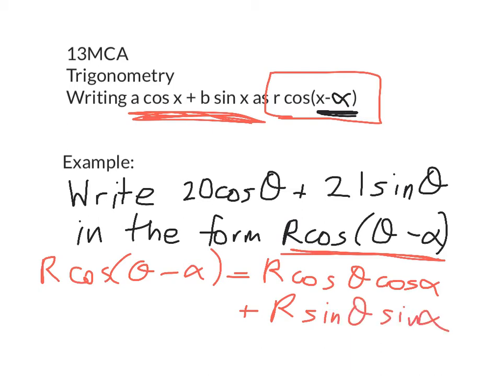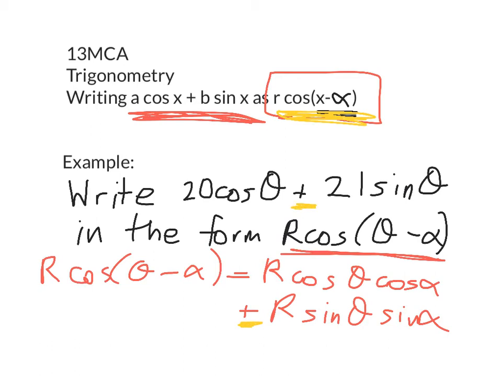Now you were prompted here which form to go into. You were told to go to R cos theta minus alpha, but you might be able to see why that makes sense. And it's because here I've got a plus, and in here I've got a plus as well.